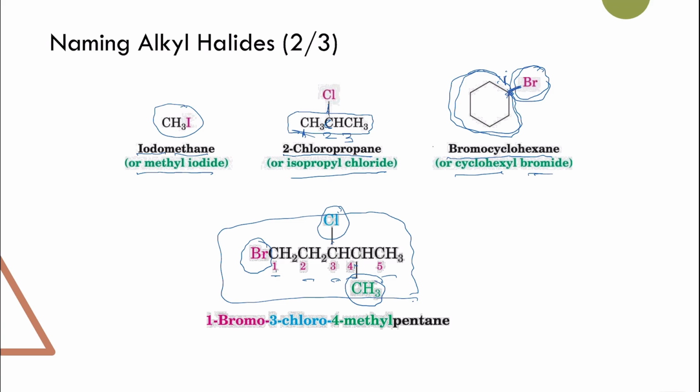We cannot call this a bromide or chloride, because we have two different halides attached to it, so we're going to take the parent name to be the alkyl chain itself, and we're going to give them the numbers. So 1-bromo, 3-chloro, and 4-methyl. Again, we put the bromo first because of the alphabetical order. So 1-bromo, 3-chloro, 4-methylheptane.